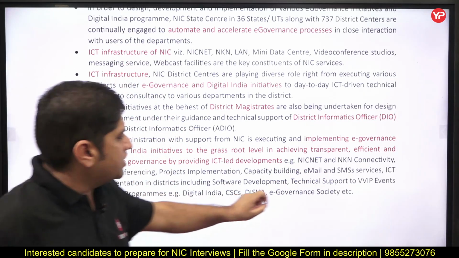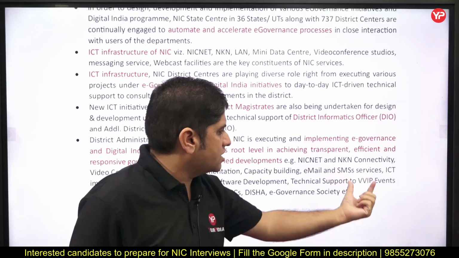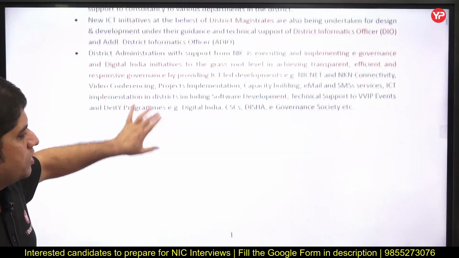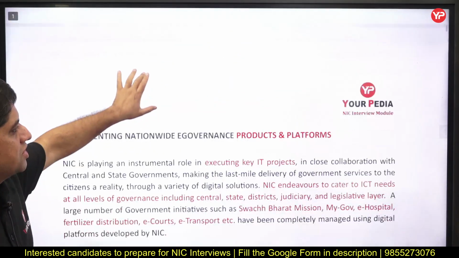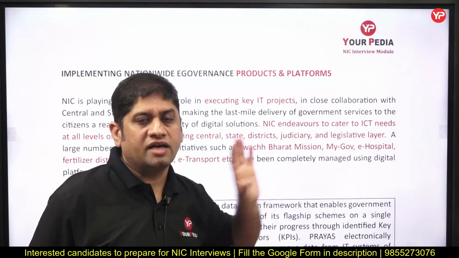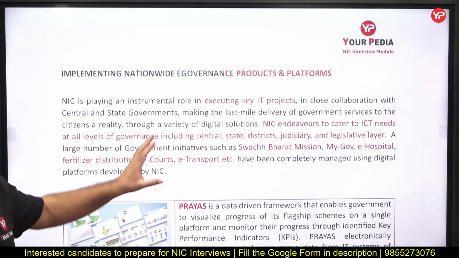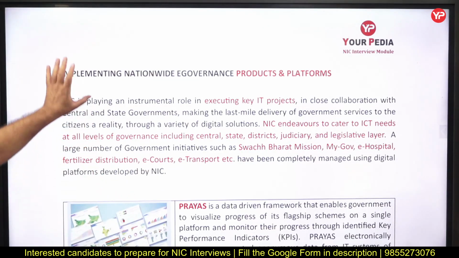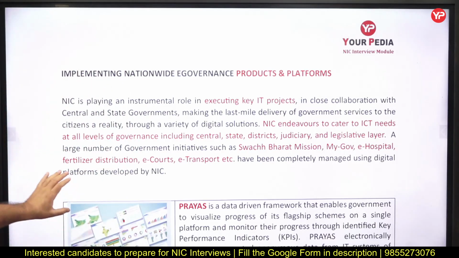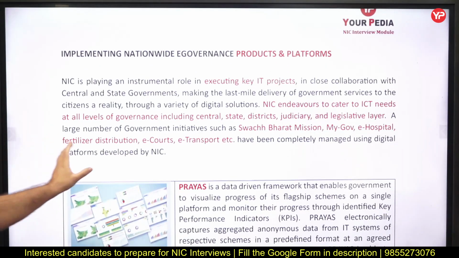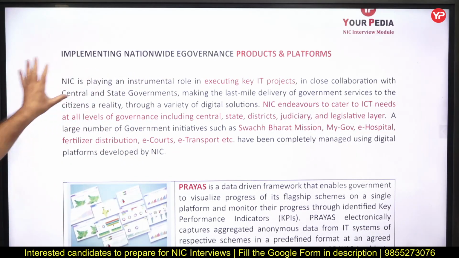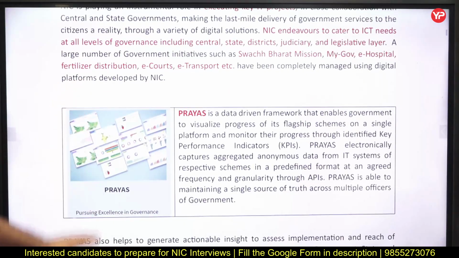So every terminology which is there, SMS services, ICT, Disha, e-governance, all these things you should be aware of, and you should be very much aware about these things. Now what are the various products and platforms which NIC takes care of and basically handles, that is important for you. Various IT projects of government and various initiatives like Swachh Bharat Mission, My Government, e-hospital, e-courts, all these things are to be taken care of and you have to revise this.